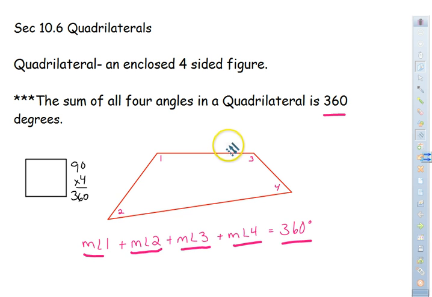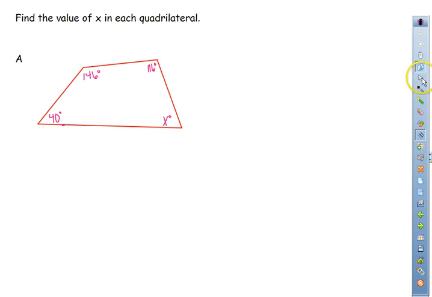Go ahead and hit pause if you have not already copied this down. So if the guest teacher would hit pause and give the students a few minutes to copy this down. Go ahead and do that. Alright, what you're going to do now is solve for the value of x. So if you would, again, hit pause and allow the students to find the missing angle.